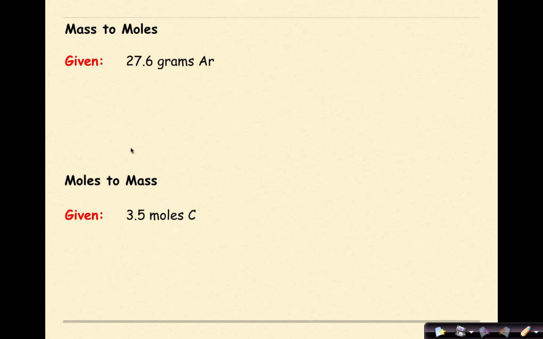Let's look at some examples. Given 27.6 grams of argon. The first thing I'm going to do is rewrite my given: 27.6 grams of argon. I want to convert this into moles, so I'm going to put a multiplication sign and a line. Grams of argon will go at the top, and I know that we are converting to moles, and 1 mole of any element is equal to its atomic mass, and the atomic mass for argon is approximately 40 grams. And then I'm going to make sure that grams of argon cancel grams of argon.